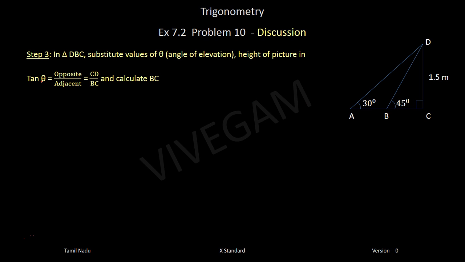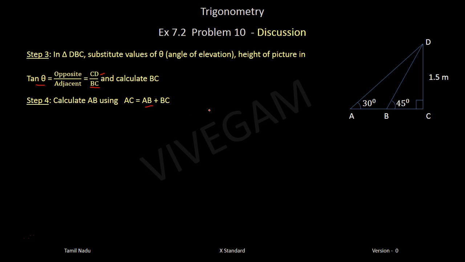Okay, so tan theta, where theta is 45, is opposite by adjacent, that is CD by BC. From this relationship, we know tan 45, and we know CD is 1.5, so BC can be calculated. Once BC is calculated, we can find AB using AC equal to AB plus BC. We know the total distance and we know this distance, so from these two you can calculate AB. AB is AC minus BC.